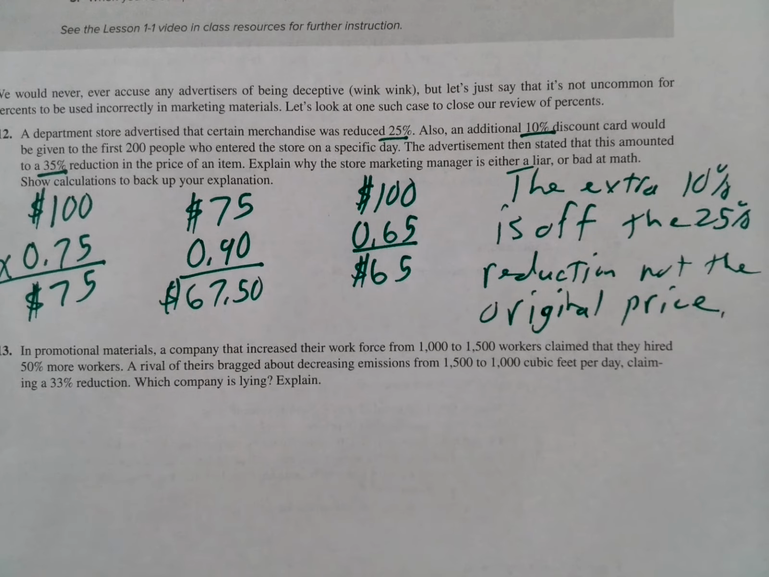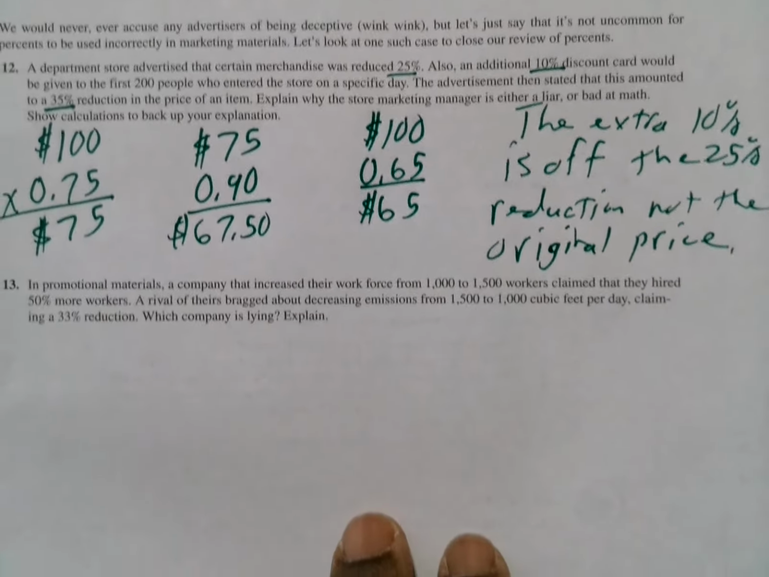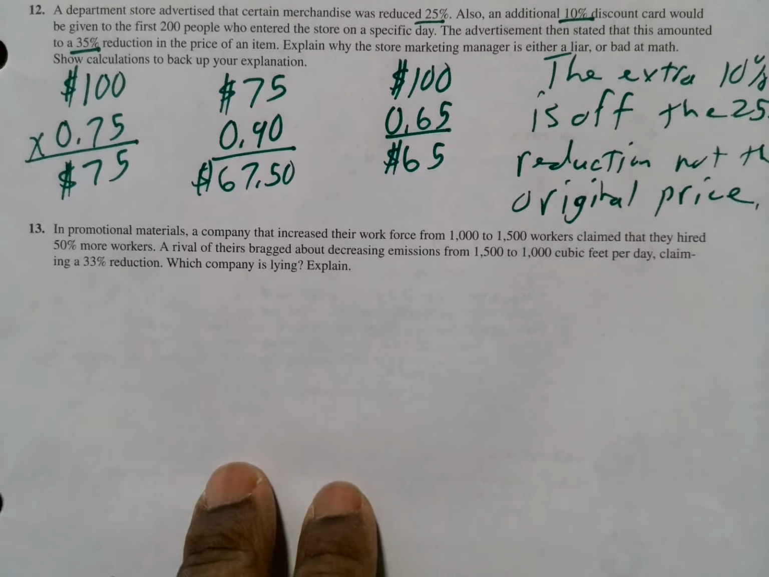Okay, now, number 13. In promotional materials, a company that increased their workforce from 1,000 to 1,500 workers claimed that they hired 50% more workers. A rival of theirs bragged about decreasing emissions from 1,500 to 1,000 cubic feet per day, claiming a 33% reduction. Which company is lying? Explain.